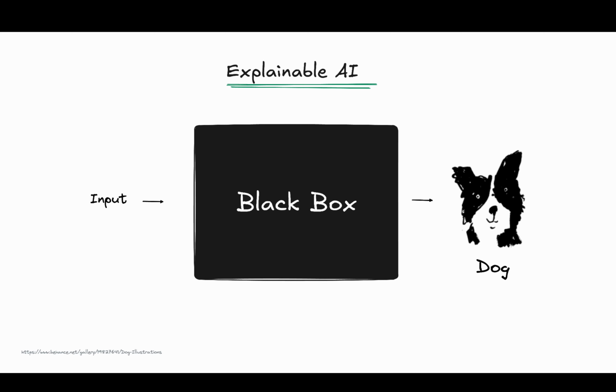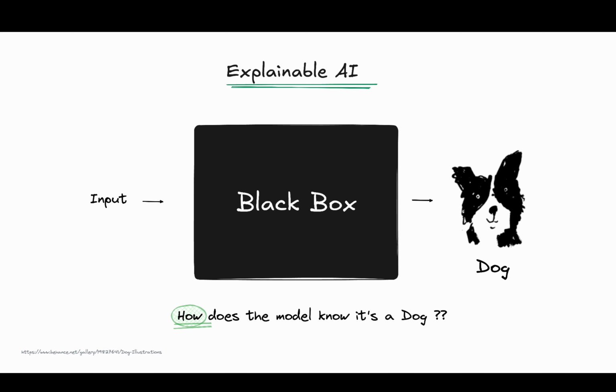Okay, so this diagram here shows a common issue with AI systems. You give it an input, say a picture of a dog, it goes into this black box and comes out the result: dog. But here's the question: how does the model know it's a dog? And that's what explainable AI is all about, understanding what's happening inside this black box.